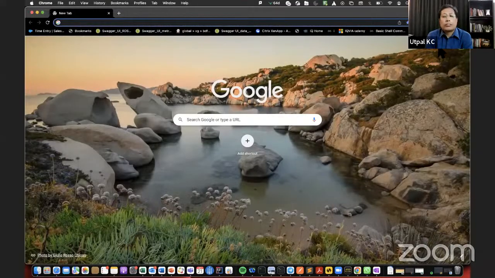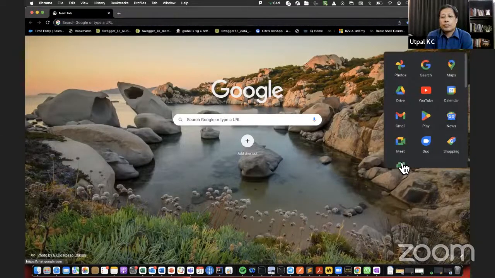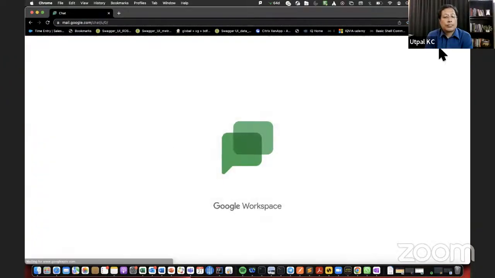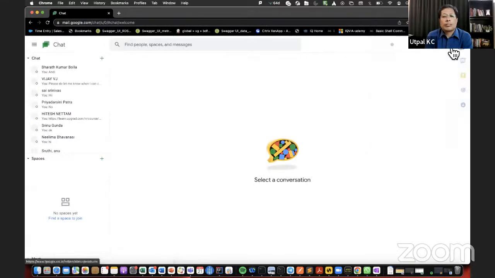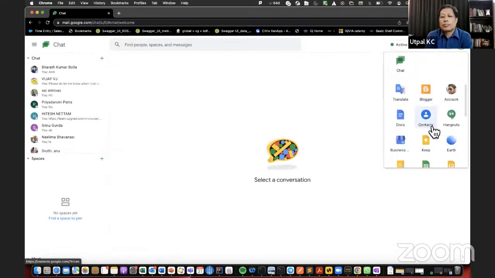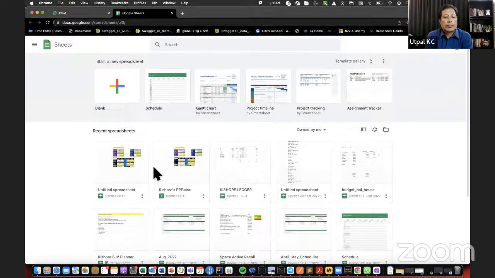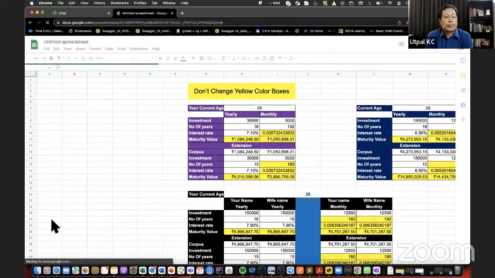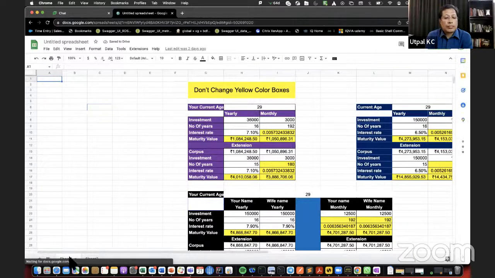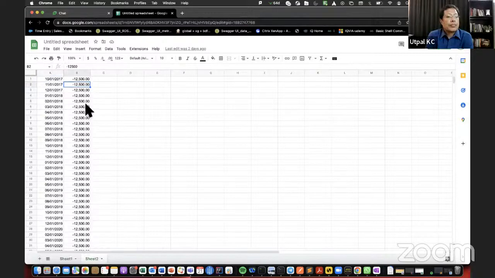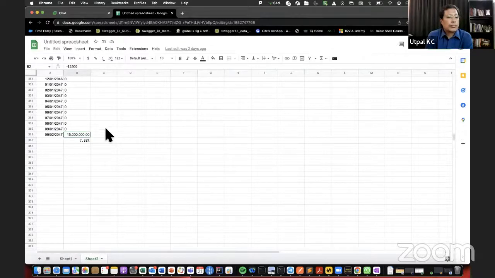Let me share my Google Sheet. So I have tried to do this one. Here I have done this. When I calculated this, it is just showing 7.88%.